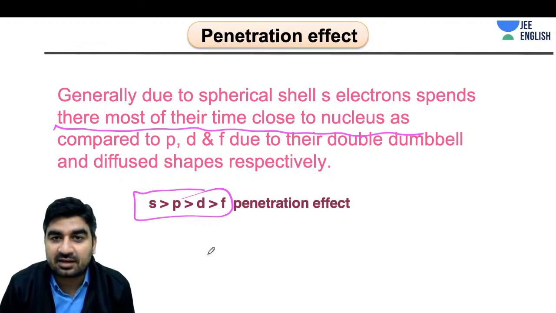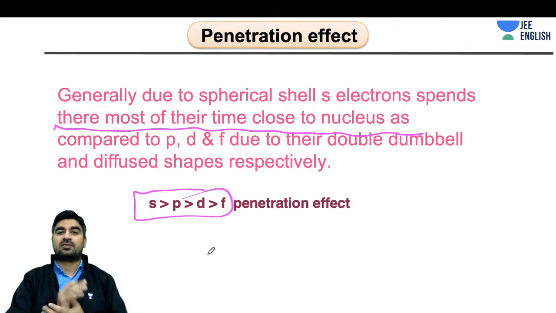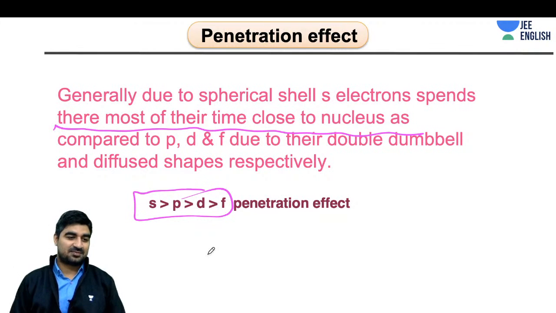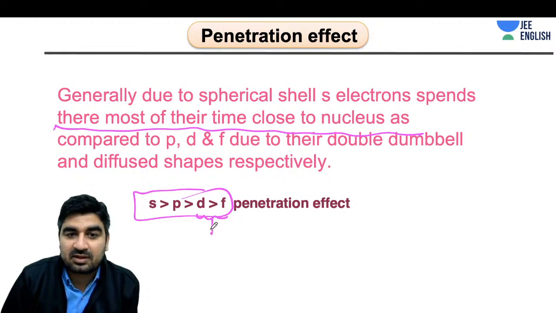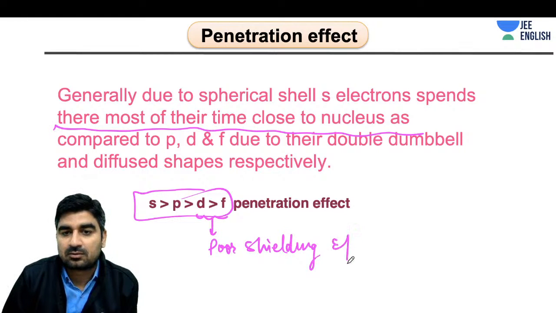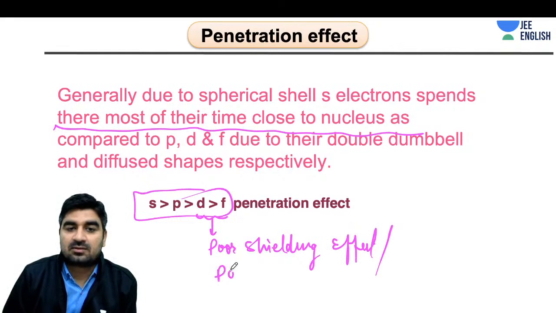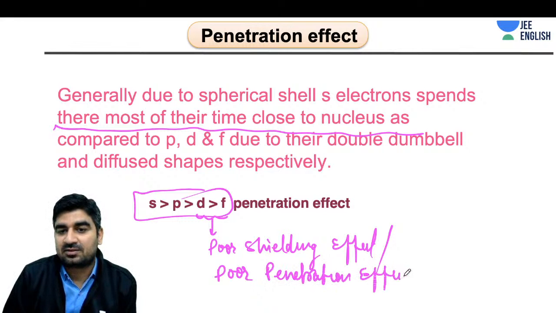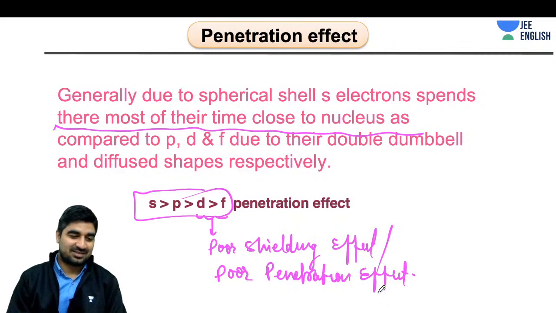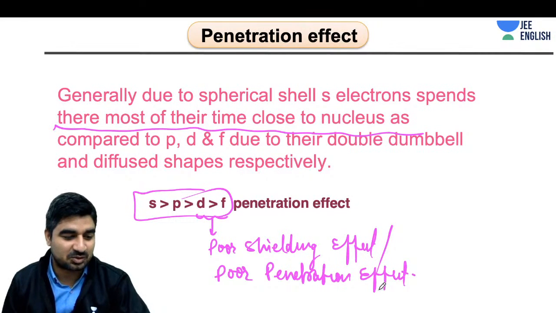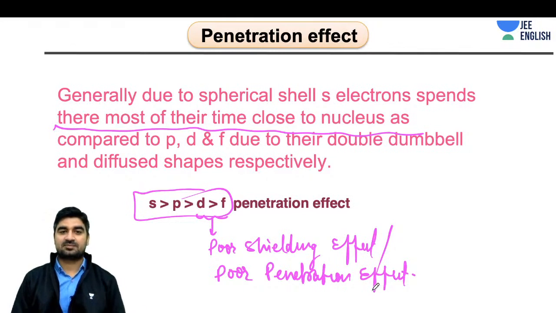Generally, due to spherical shape, s electrons spend most of their time close to nucleus as compared to p, d, and f, and due to their double dumbbell and diffuse shapes, the d and f electrons have very poor shielding effect as well as very poor penetration effect. Remember it. Means they are poor in all sense. They are poor in repulsion. They are poor in attraction towards the nucleus. Got it? Any doubt?